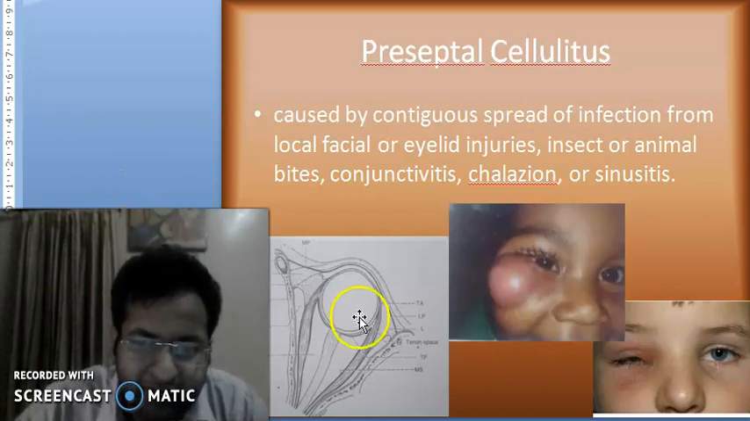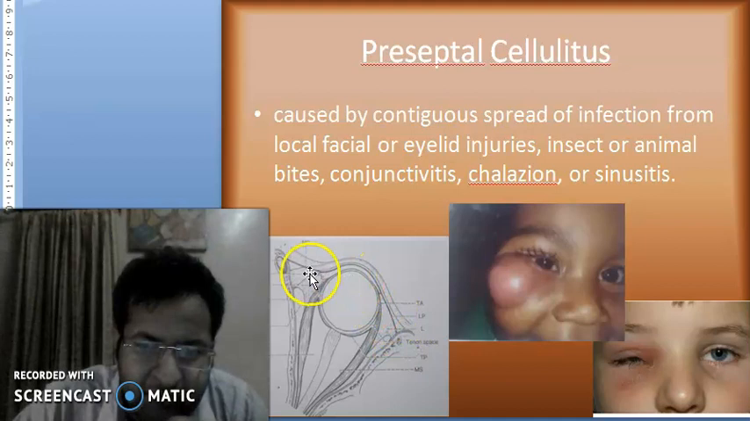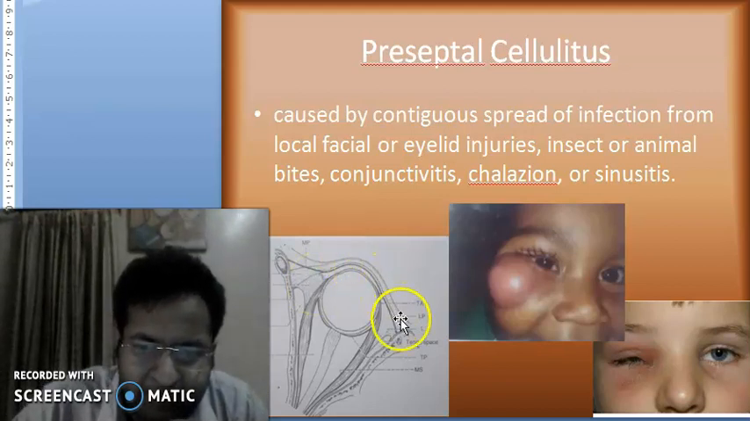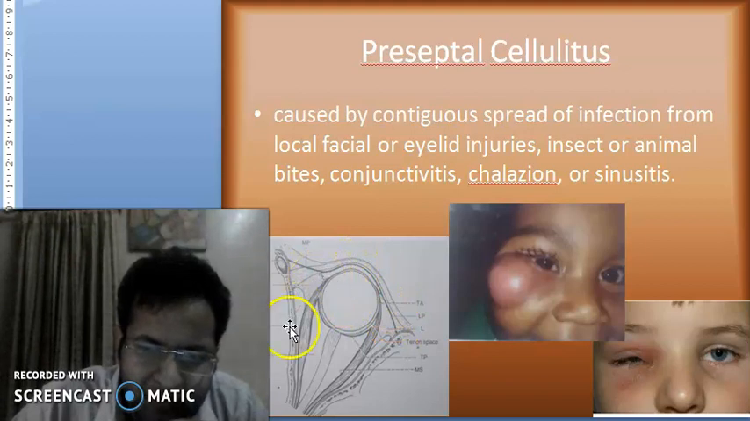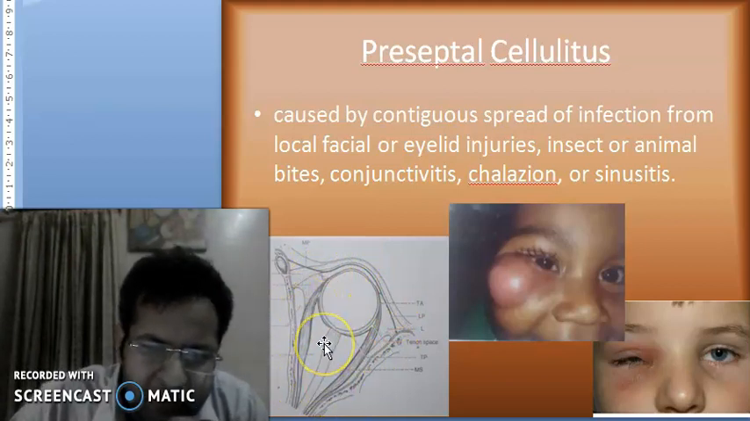See, the orbit is divided into two parts by the orbital septum, which starts from the rim of the orbit. The part of the eyelids and all those structures which are anterior to the orbital septum, the inflammation of those parts leads to preseptal cellulitis, and the part beyond the orbital septum, the inflammation of this part leads to orbital cellulitis.